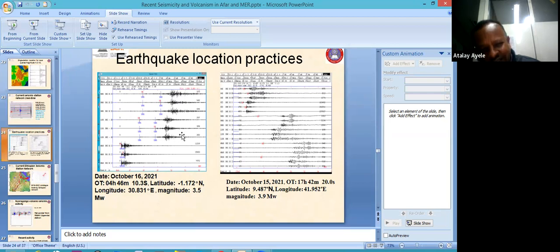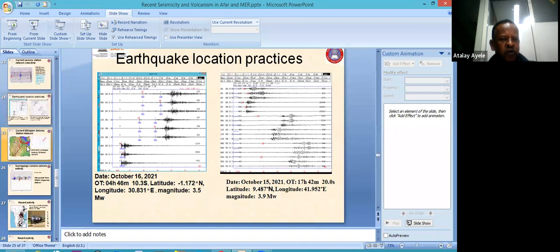For instance, this is an earthquake that occurred close to the equator, latitude minus 1.72 degrees and longitude 30. That's almost close to the equator. If earthquakes occur in that part of the region where there is a stable Tanzanian craton, you can capture very clear PNDS waveforms. But if events occur in the Afar region, it's very difficult to pick PNDS arrivals, and it's really a challenge because of the attenuation due to the low velocity anomalies.